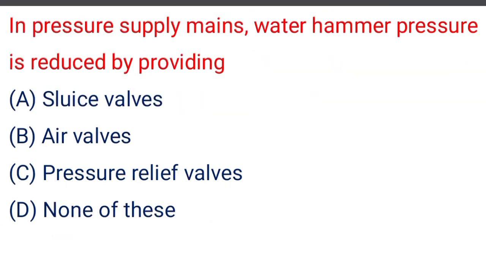Next question, in the pipe supply system, water hammer pressure is reduced by providing option A sluice valve, option B air valves, option C pressure relief valves, option D none of the above. The correct answer is option C pressure relief valve.